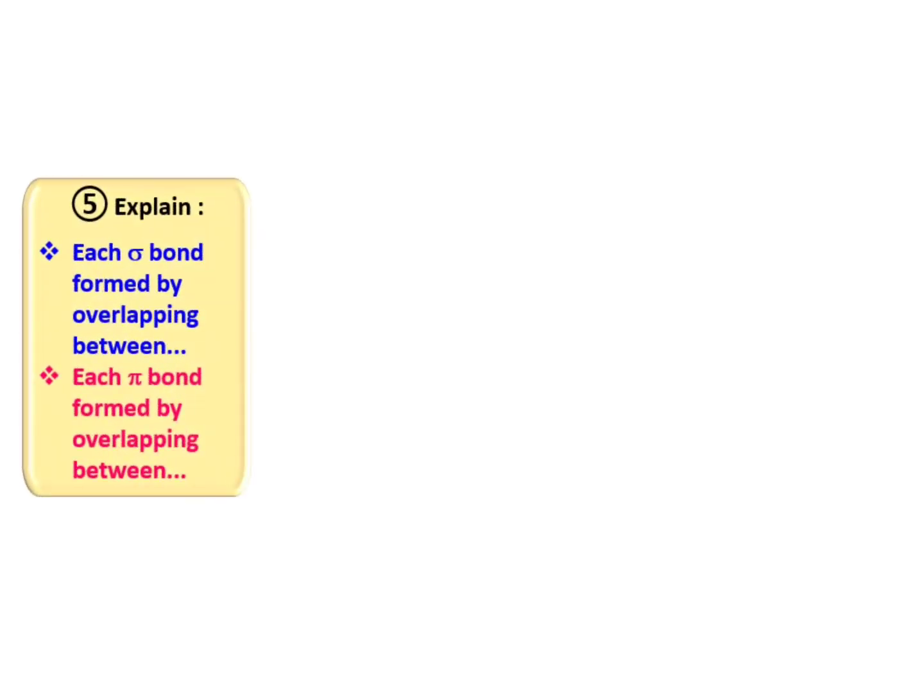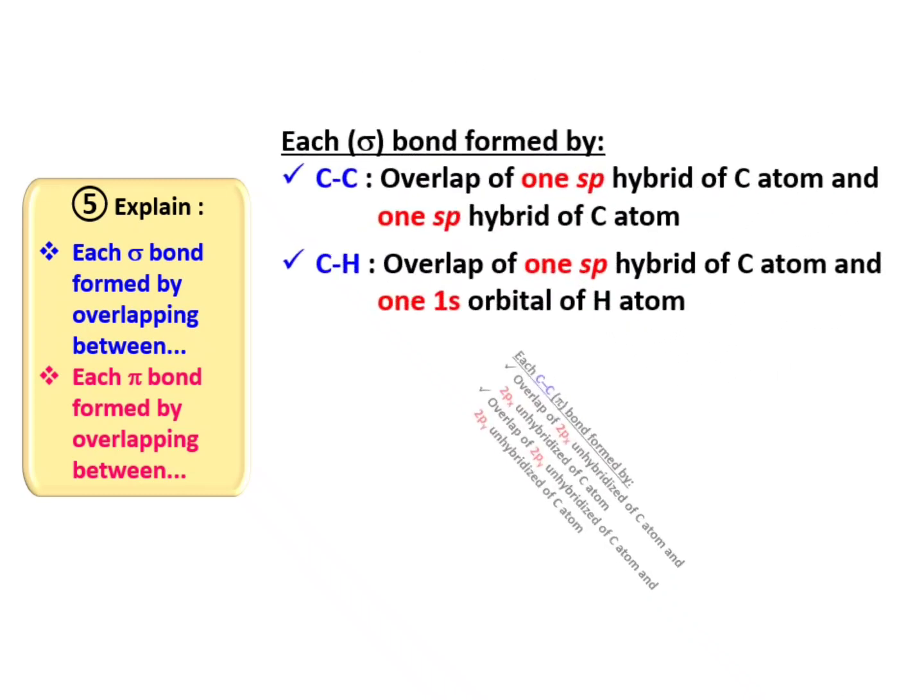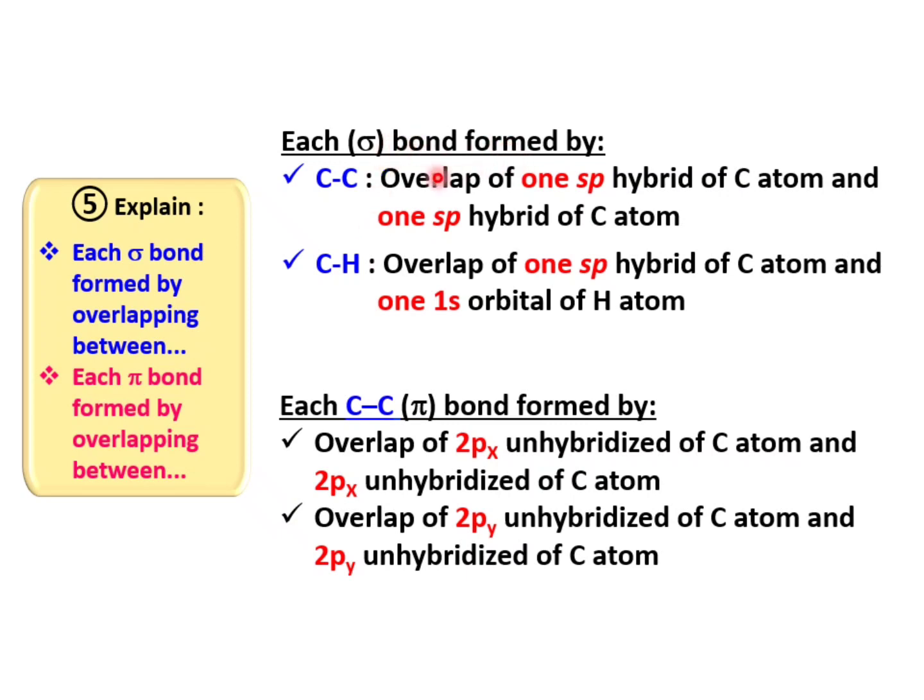So last step as usual, you need to explain the formation of the sigma bond and the formation of the pi bond. So this is the explanation. For the sigma bond, we know it is between carbon and carbon, and carbon and hydrogen. Carbon and carbon is the overlapping of one sp hybrid orbital of carbon with one sp hybrid orbital of another carbon atom. But for carbon and hydrogen, it overlaps between one sp hybrid orbital of carbon with one s orbital of hydrogen. So how to explain here? It depends on your orbital overlapping. So just look and you can explain.